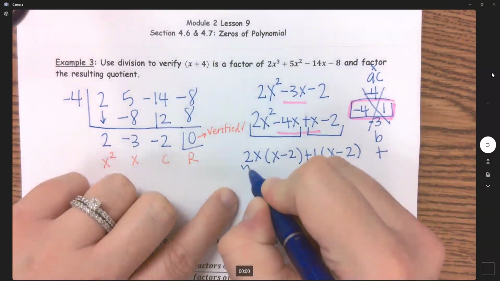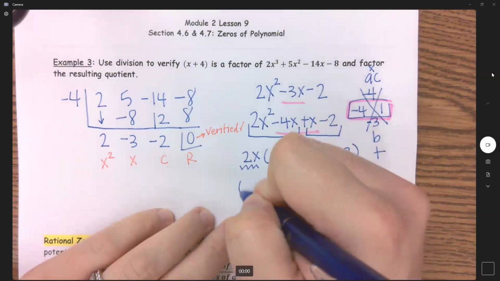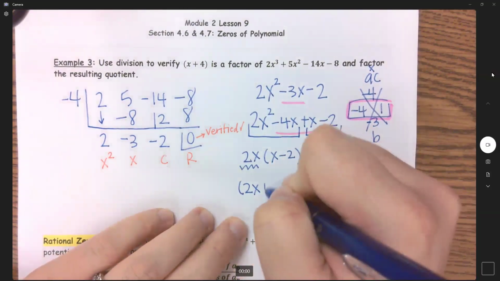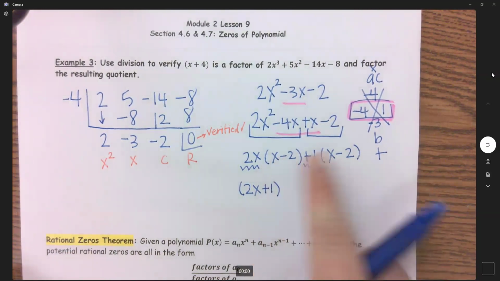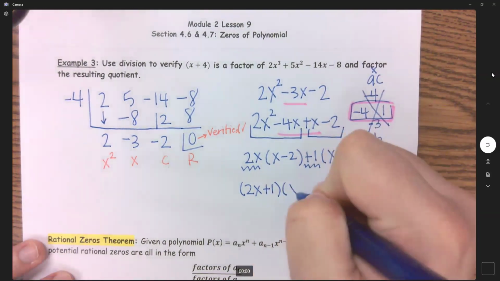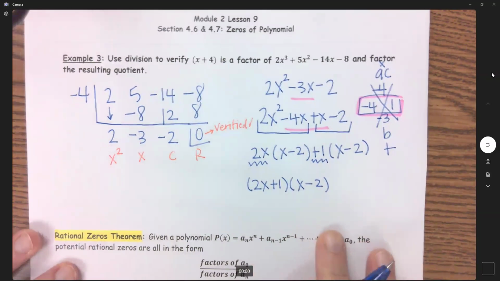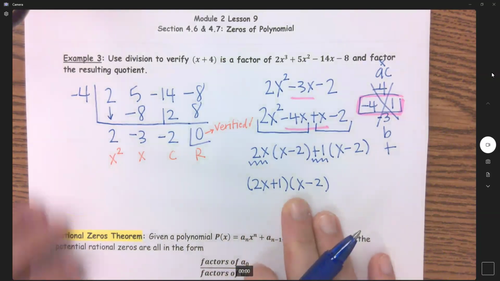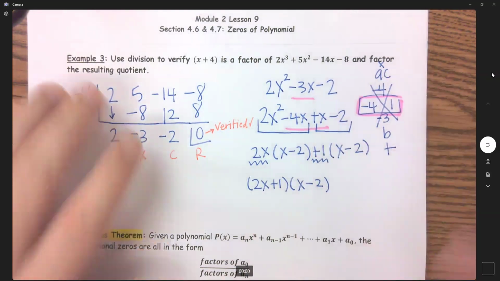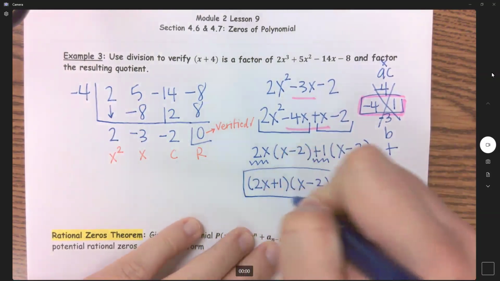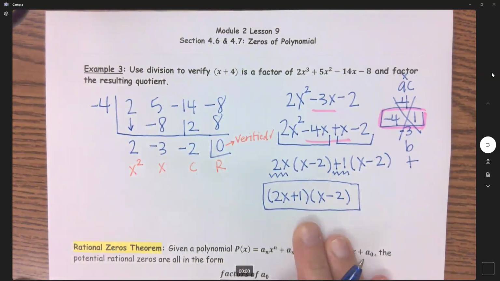So my GCFs make my first binomial. We have 2x plus 1. And then notice I have x minus 2 twice. So that's my second binomial. Now, I'm pretty sure in my math lab, this is what it's looking for. It says use division to verify, and then factor the resulting quotient. So this is the factor of the resulting quotient. Okay, so this is what my math lab is looking for.